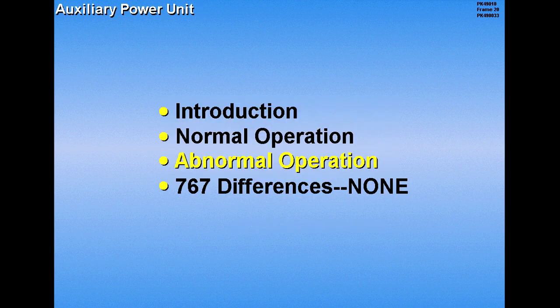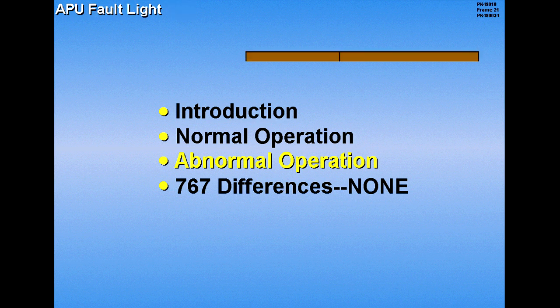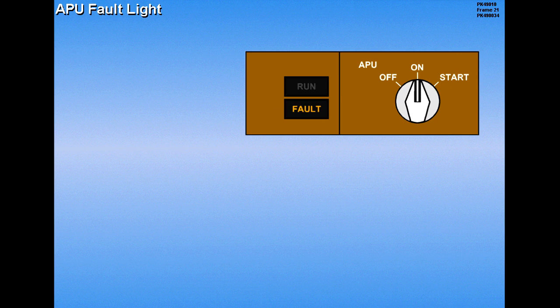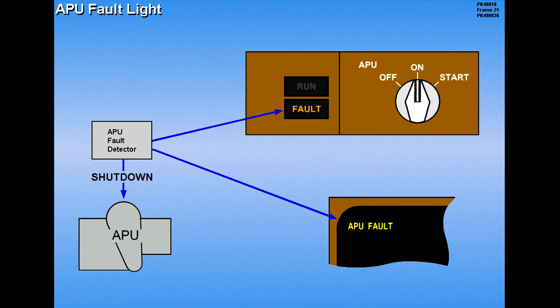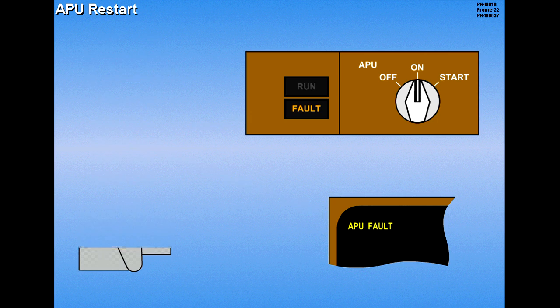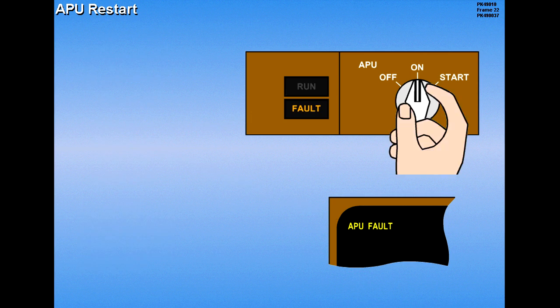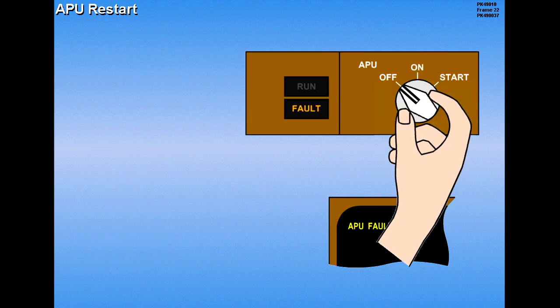Let's now look at abnormal operation of the APU. The APU fault light will illuminate if the APU system detects a fault. In addition, an advisory message will display on the ICAS status page. When an APU fault is detected, the APU will automatically shut down without the 90-second delay. The APU fault light can be reset by cycling the APU selector switch.